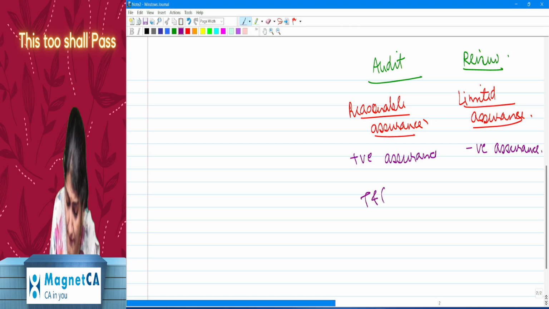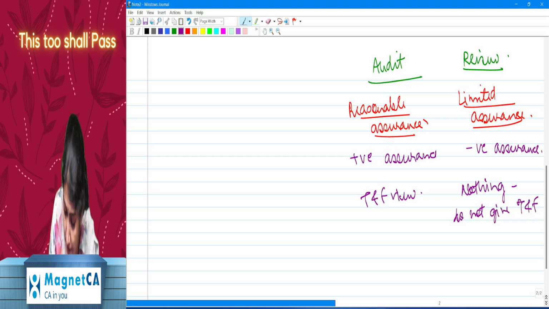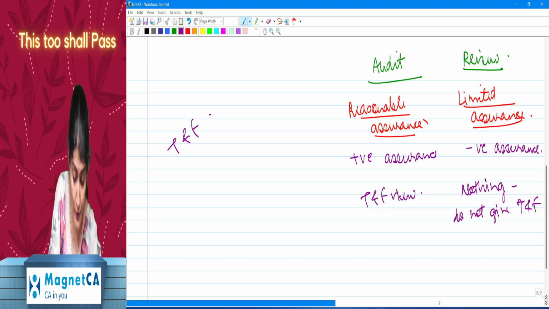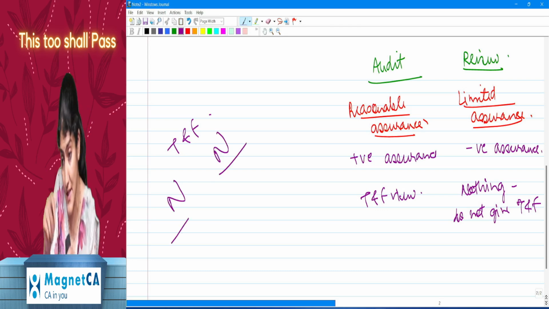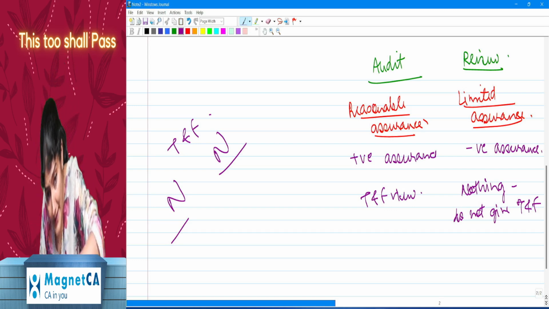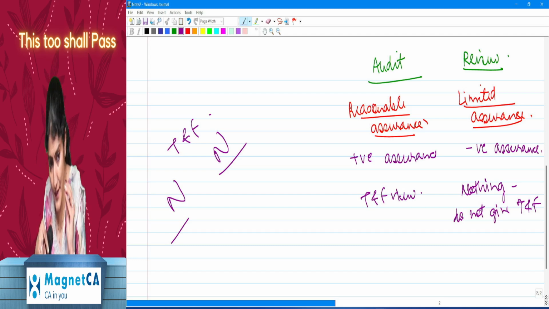So in an audit, we say financial statements give a true and fair view. In the review, we say nothing has come to our attention that causes us to believe that the financial statements do not give a true and fair view. So ultimately, what you're saying is true and fair, but only minus, minus, plus. Here I'm directly saying true and fair, audit. But in review, I say nothing has come to our attention that causes us to believe that the financial statements do not give a true and fair view. That means they are true and fair. But limited assurance always has to be given in the form of a negative assurance.